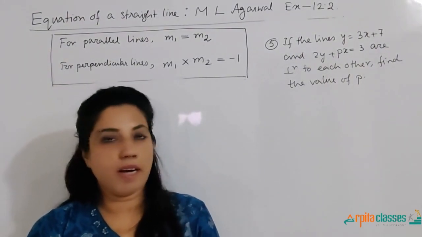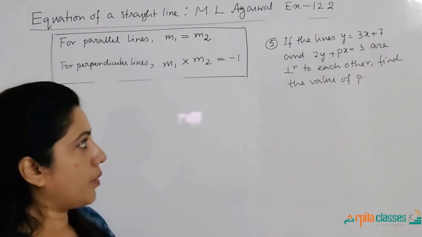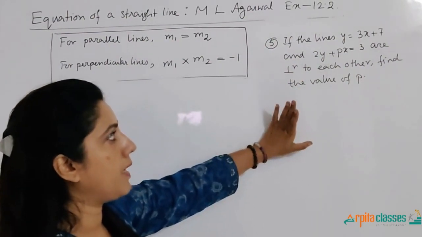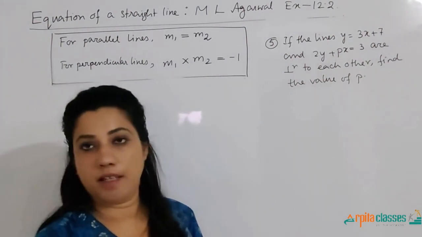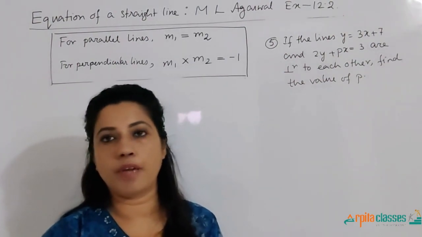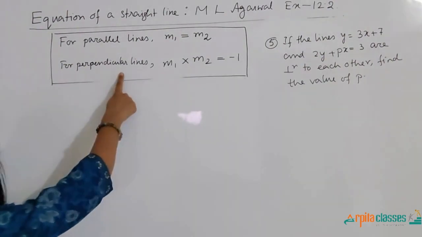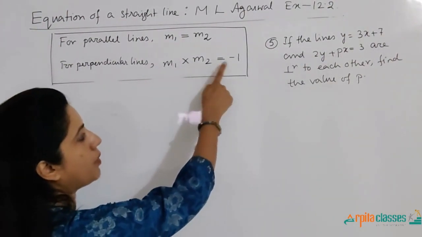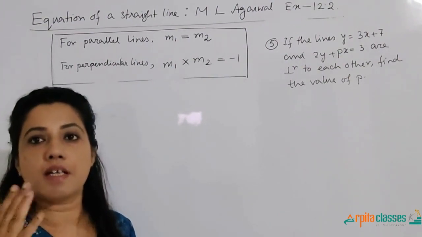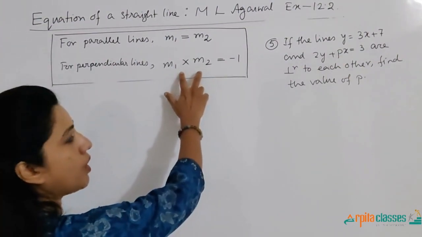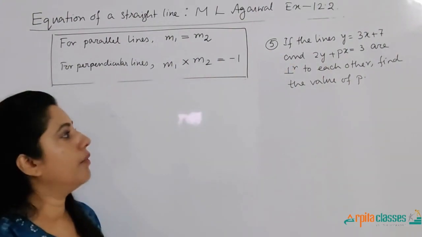Now the fifth question in front of you. If the lines y is equal to 3x plus 7 and 2y plus px is equal to 3 are perpendicular to each other, find the value of p. So now the lines are perpendicular, so we have to use the criteria for perpendicular lines, that is m1 into m2 is equal to minus 1. So again the same thing, we have to find out the slope of the first line, slope of the second line, and then use this criteria to get the value of p.